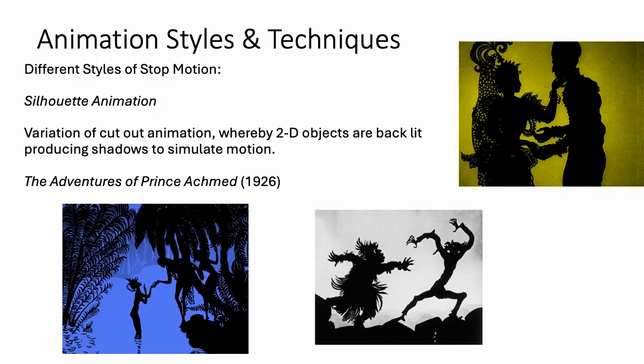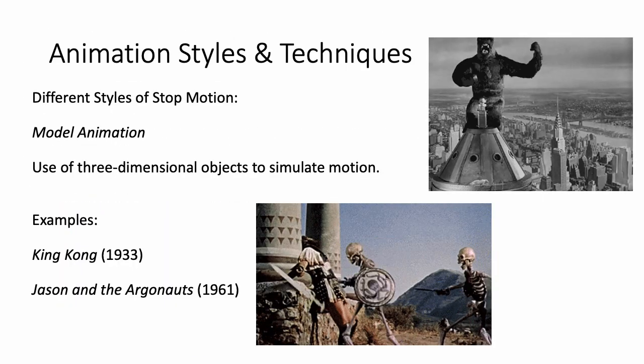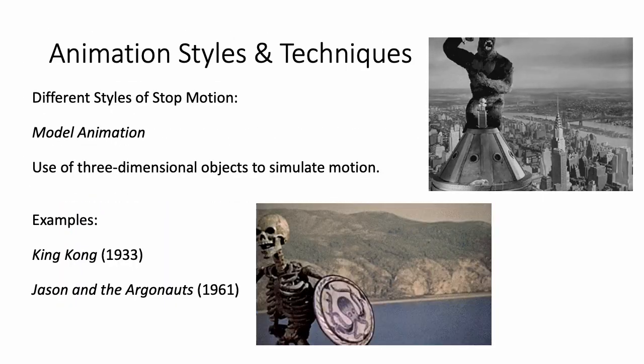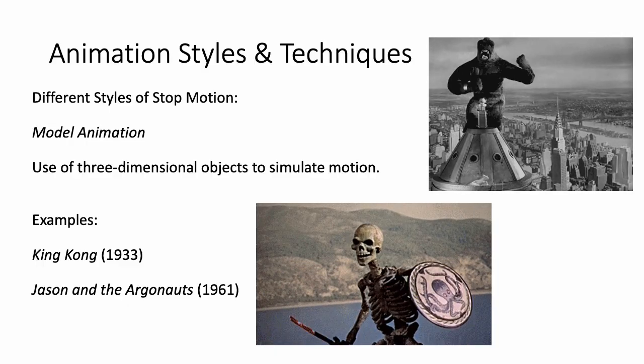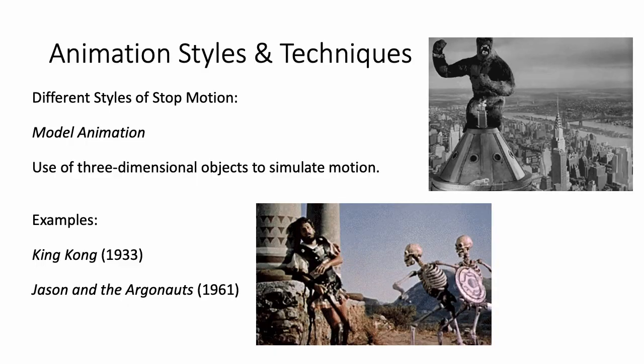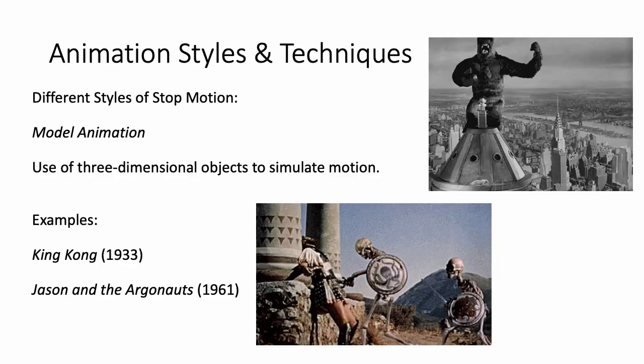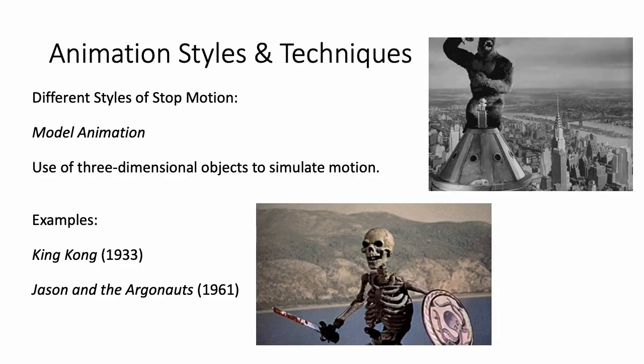Model animation involves the use of three-dimensional objects to simulate motion in a particular setting. Examples of this would be the 1933 version of King Kong and Jason and the Argonauts in 1961.